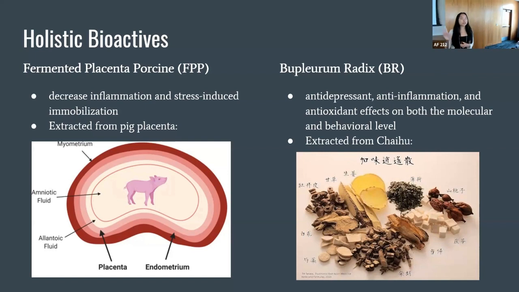We chose 2 bioactives: fermented placenta porcine, shortened as FPP, and Bupleurum chinense, shortened as BR. FPP is extracted from pig placenta and has the effects of decreasing inflammation and stress-induced immobilization, while BR is extracted from the plant chai hu. I apologize if I butchered that word, but it also has antidepressant effects, anti-inflammation effects, and antioxidant effects, both on the molecular and behavioral level.